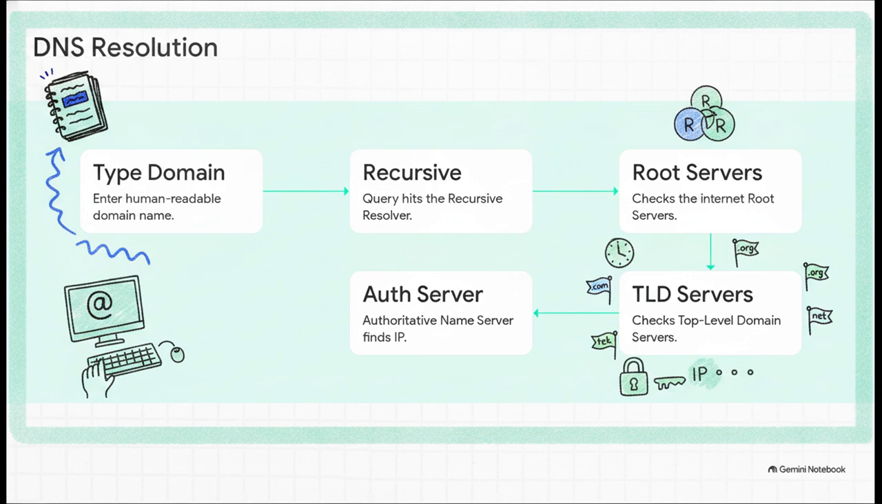So it kicks off this sequential resolution process. Your query hits a recursive resolver, which then checks the root servers, bounces to the top-level domain servers, and finally reaches an authoritative name server. Step by step, it translates that human-readable domain into the computer-readable IPs we talked about earlier.